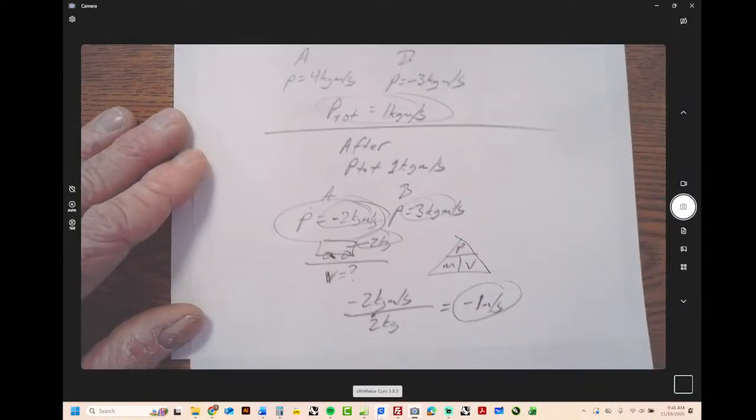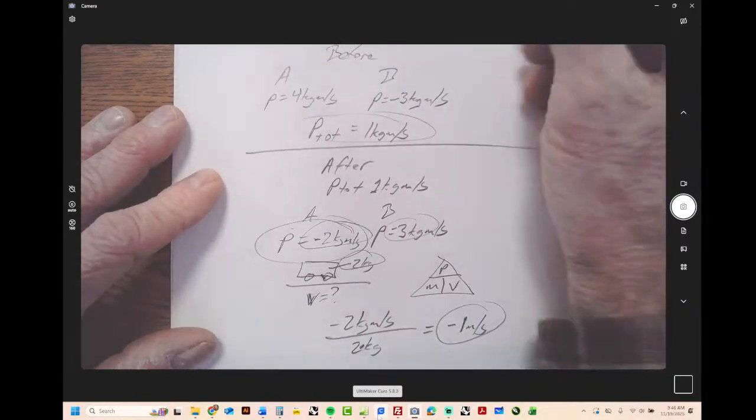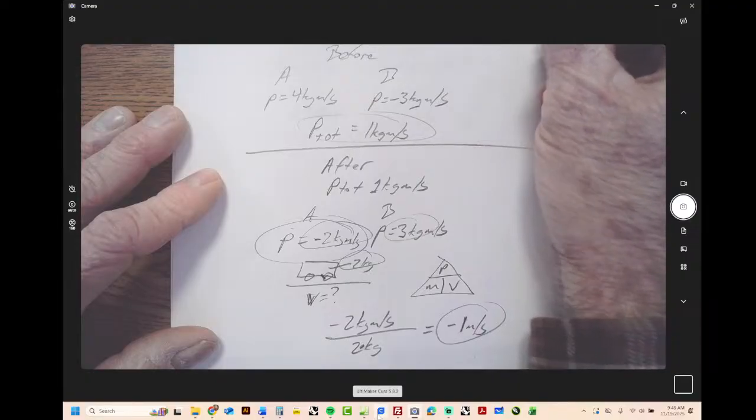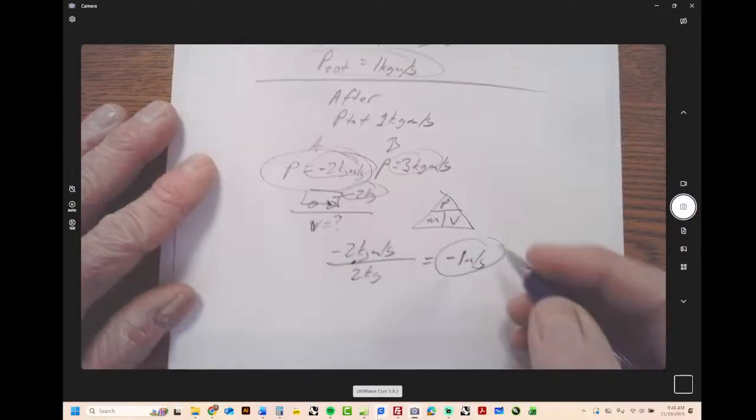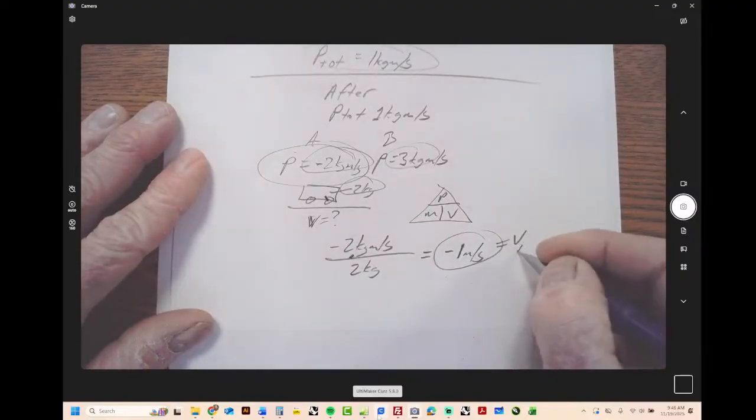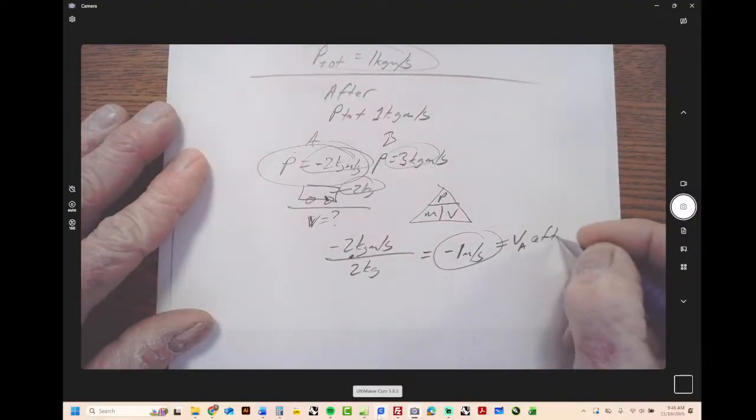I wrote that wrong earlier. I had the wrong answer. I might have been using something different. So that was the velocity of A after the collision.